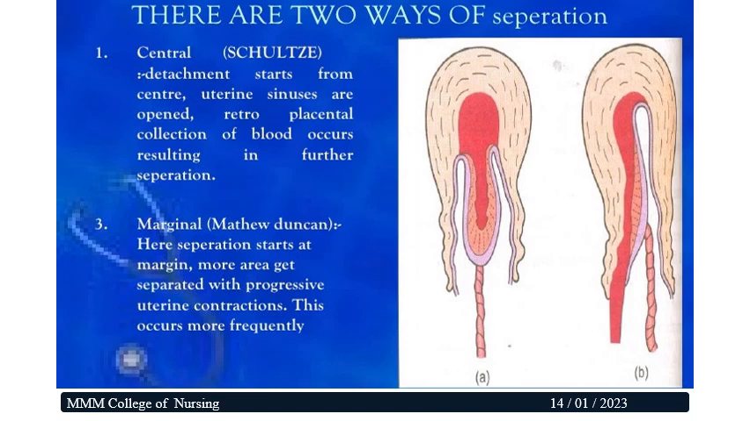Marginal or Matthews Duncan method. Here the separation starts at the margin, and more area gets separated with the progressive uterine contractions. This occurs more frequently.